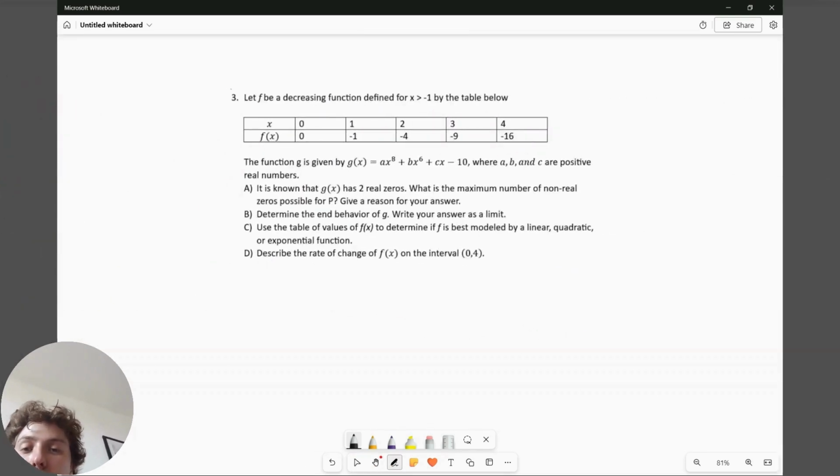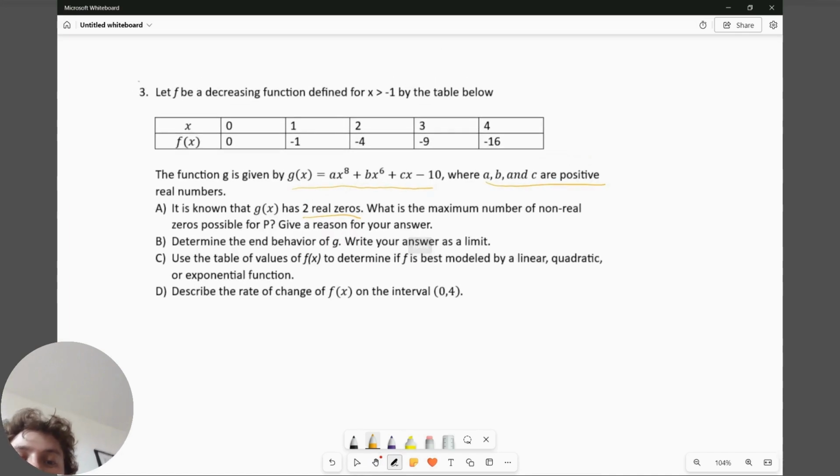This next one then, number 3, we're given some function. We want to talk about all of this different information. So it says the function g is given by this. Notice it is an 8th degree polynomial, and a, b, c are all positive real numbers. Question A then says, it is known that g has 2 real zeros. What is the maximum number of non-real zeros possible for g? Give a reason for your answer.